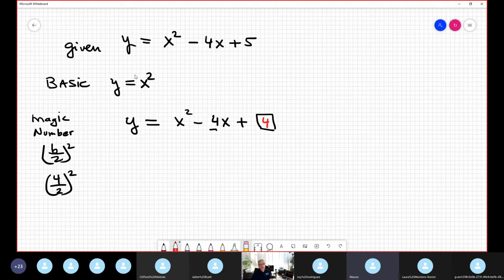However, unfortunately, we have no 4. We have 5. So what should I do? Well, you break 5 down into 4 and 1. Why not? It's one possibility. You put plus 1. And now this expression is equivalent to this. 100% equivalent.